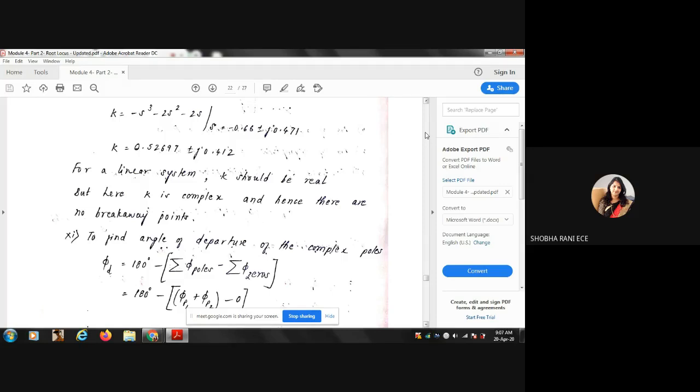If the root is real and if it is lying on the root locus, then it is a breakaway point or breaking point. If it is a complex number, then you cannot consider that to be a breakaway point, because breakaway points will always lie on the real axis and it should not be a complex number. So this you have to keep in mind. The next point is a very important point wherein you have to calculate the angle of departure.